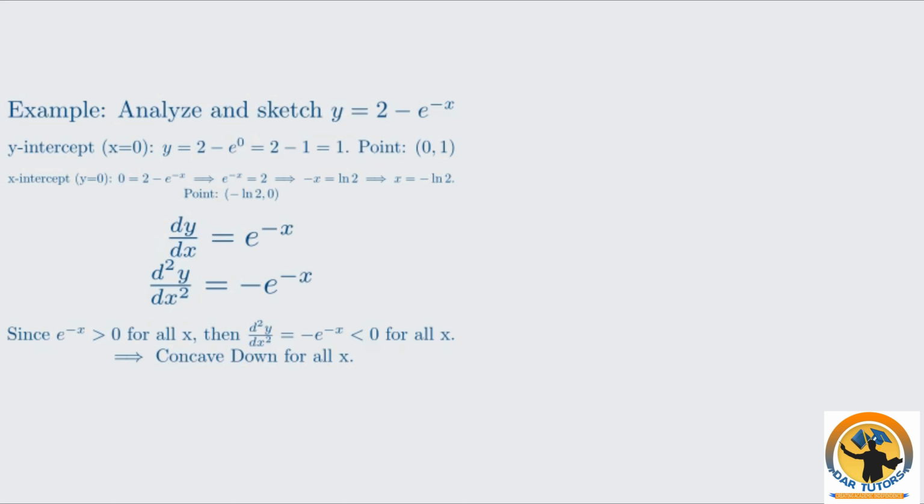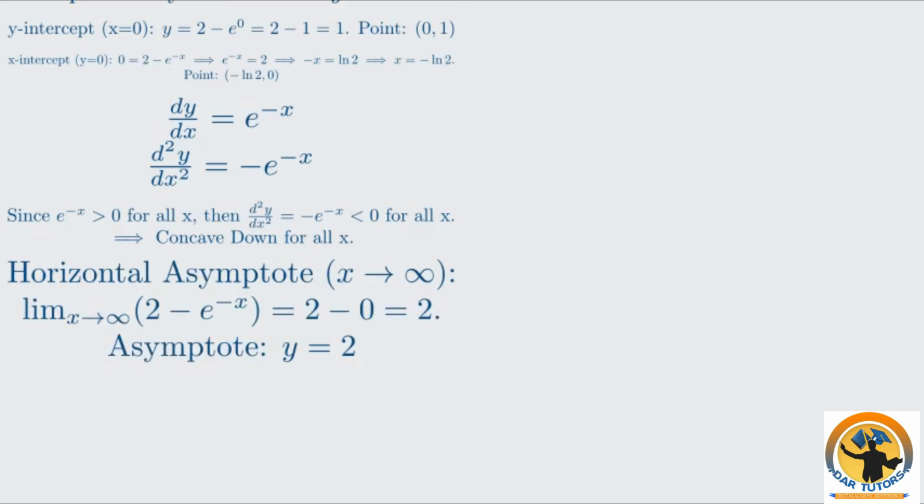Finally, let's consider the horizontal asymptote. We examine the limit as x approaches infinity. As x approaches infinity, negative x approaches negative infinity. e to the power of negative infinity approaches 0. So y approaches 2 minus 0, which is 2. The horizontal asymptote is y equals 2.